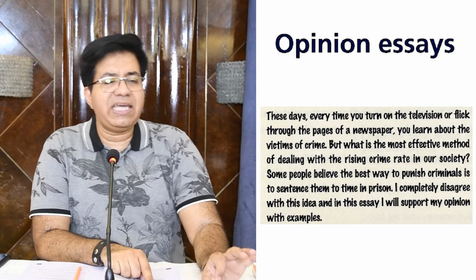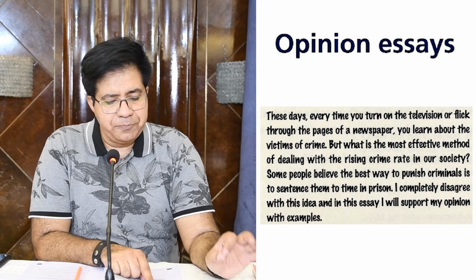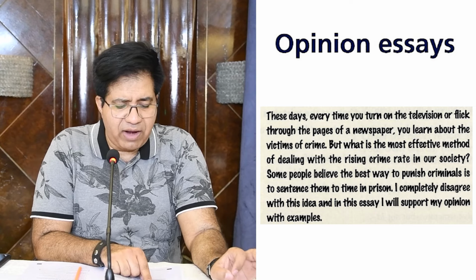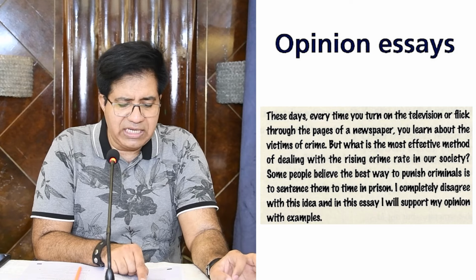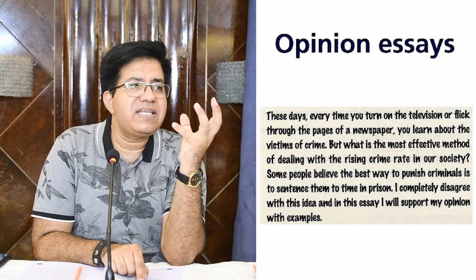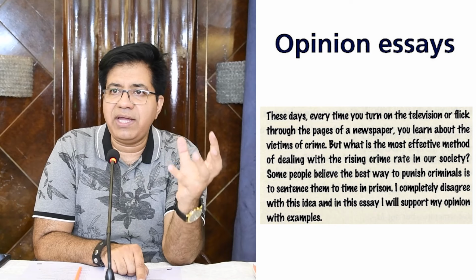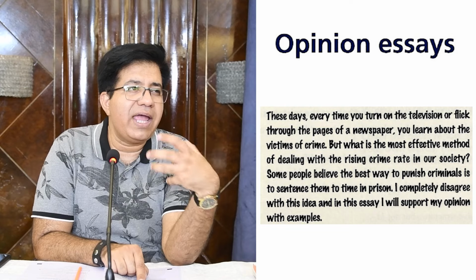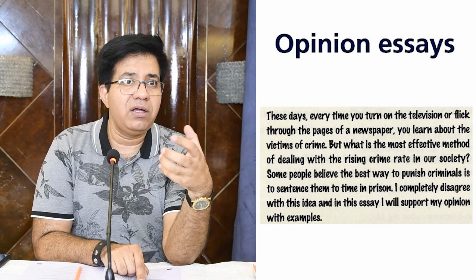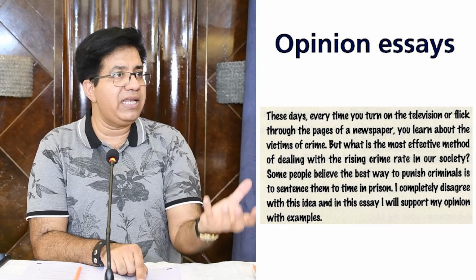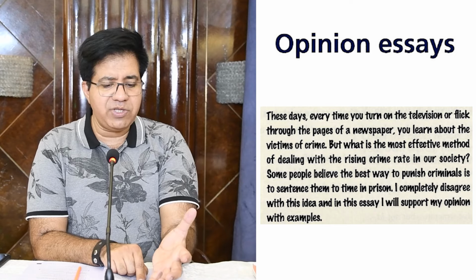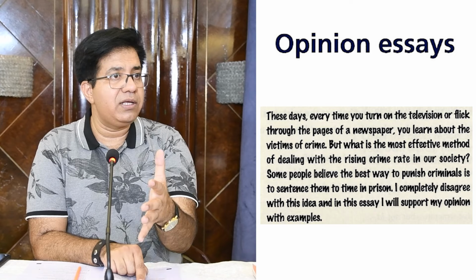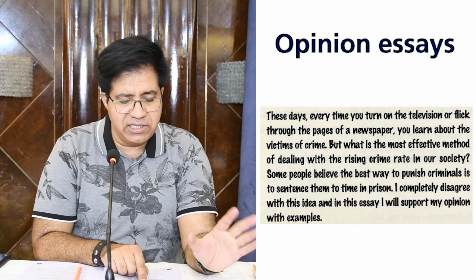Now, this second sentence is what they say, but what is the most effective method of dealing with the rising crime rate in our society? This is a style in IELTS writing task 2, essay writing. In the introduction, we write a sentence with a question mark to create an issue, to raise an issue. Now, basically, the topic is prison is the best punishment for criminals. By the way, prison is the solution. So, we are writing this sentence.